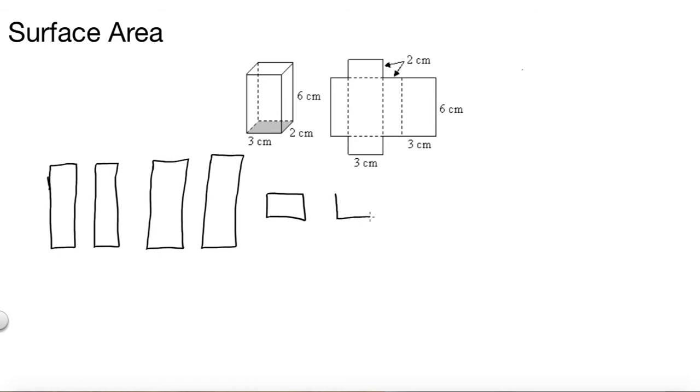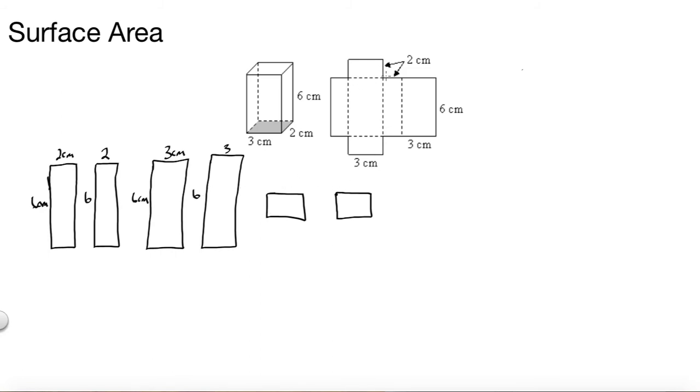And what I should have done is added the dimensions while I was doing it. But okay, we have this here, which is 2 centimeters by 6 centimeters. This is the same thing here, so we have a 2 by 6. Here we have 3 centimeters by 6 centimeters. Same thing here, we have 3 by 6, 3 centimeters by 6 centimeters.